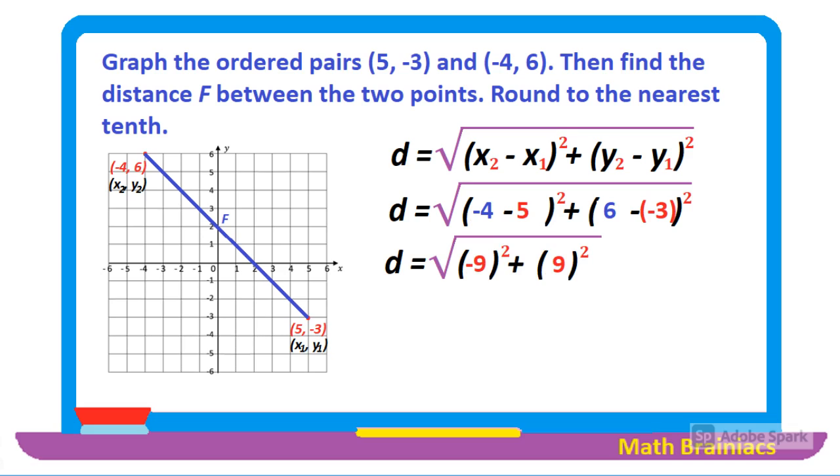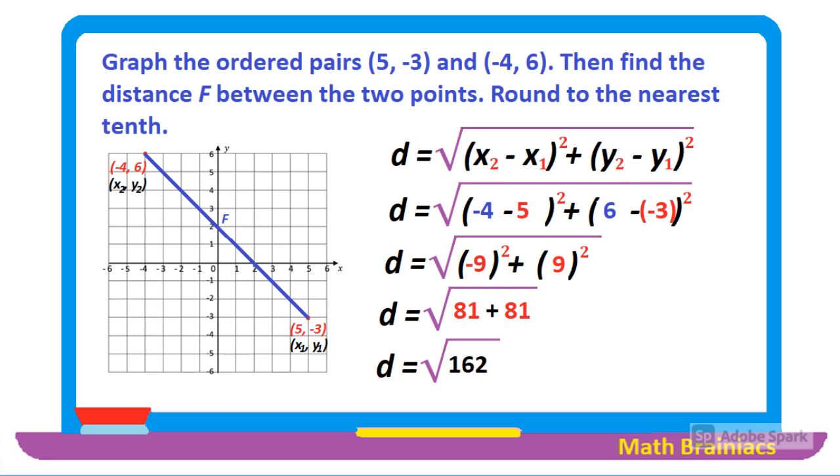Negative 4 minus 5 will give us negative 9, and 6 minus negative 3 will give us 9 also. Therefore, it will give us d is equal to the square root of (-9) squared plus 9 squared. Negative 9 squared will give us 81, and 9 squared will also give us 81. Therefore, this is equal to the square root of 81 plus 81.